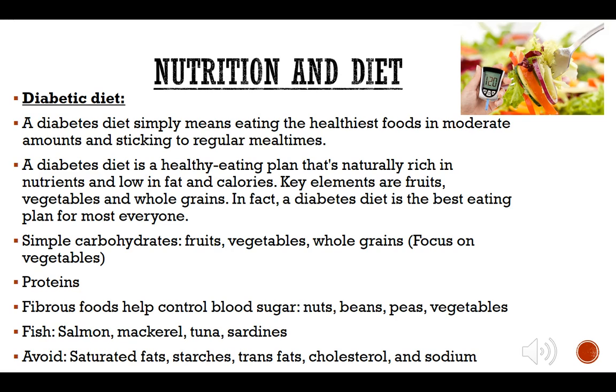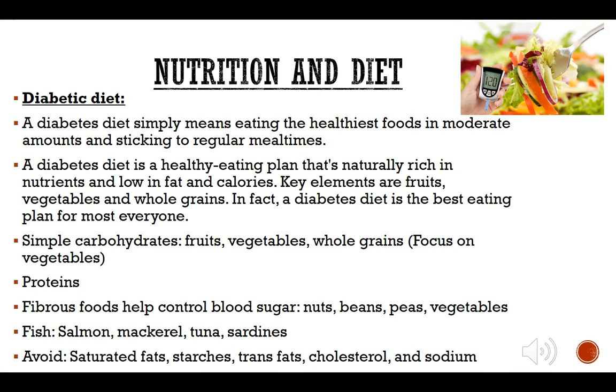All diabetic individuals should be followed by a dietitian and should be on a strict diet for proper blood sugar control. A diabetes diet simply means eating the healthiest foods in moderate amounts and sticking to regular meal times. A diabetes diet is low in carbohydrates, fat, and calories. In fact, a diabetes diet is the best eating plan for most everyone.